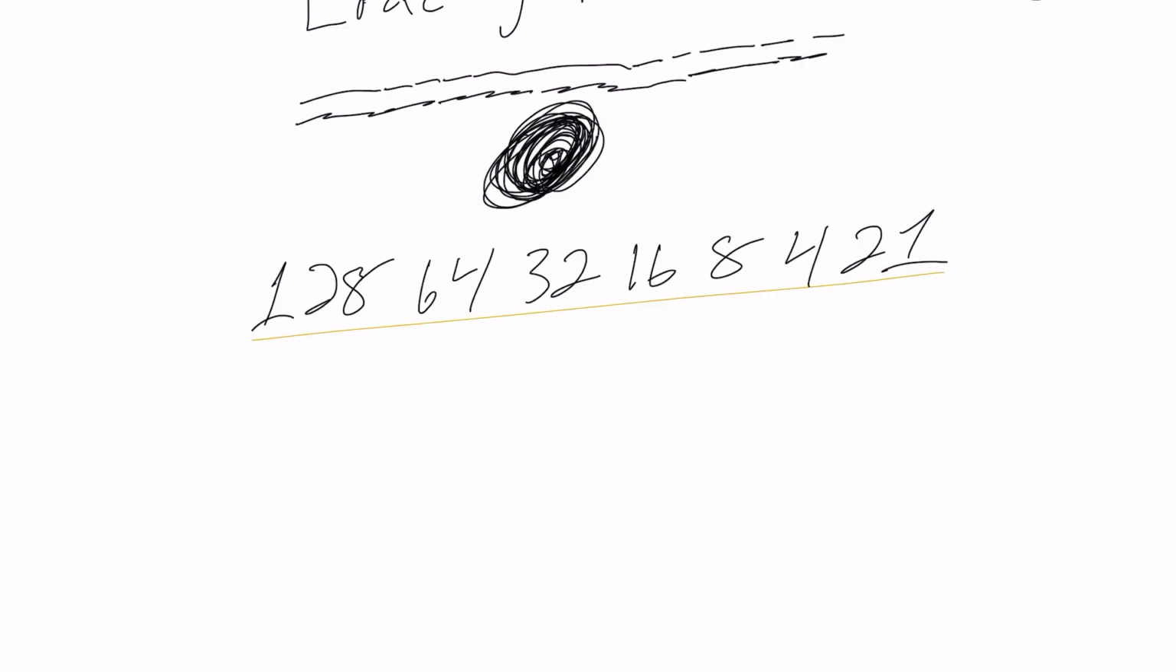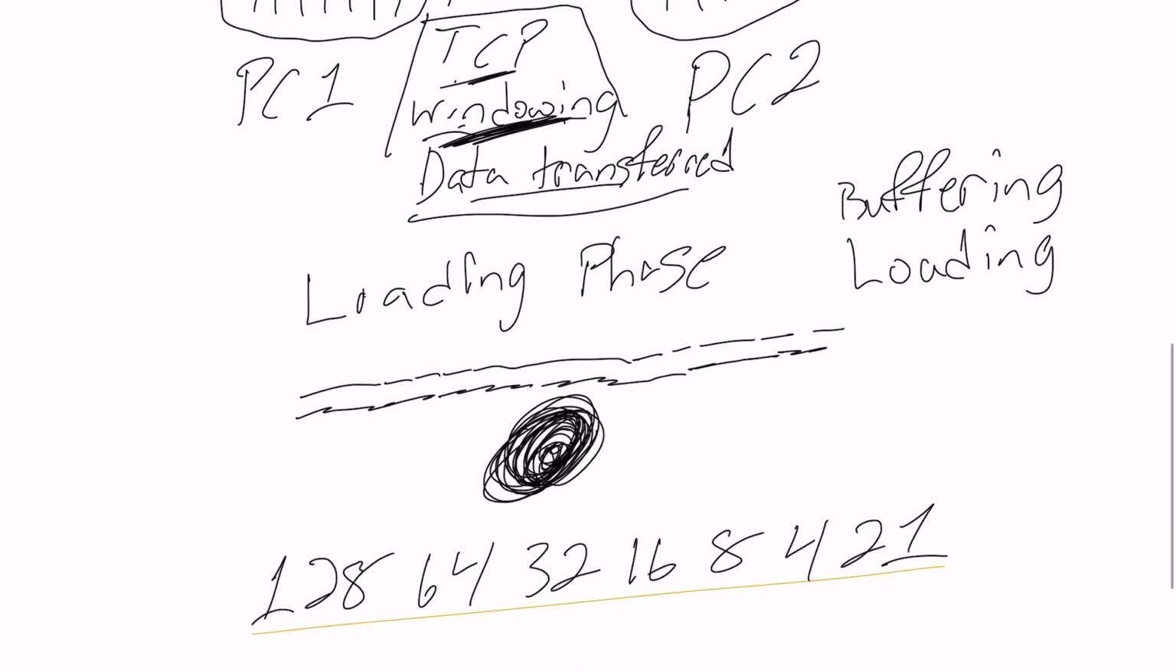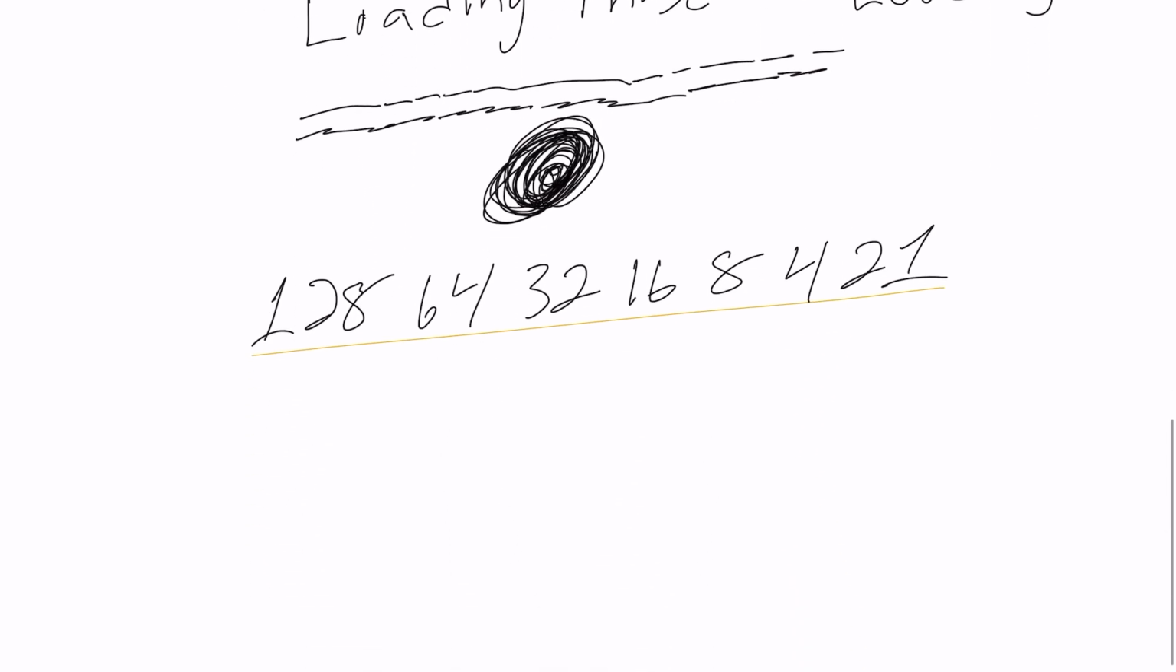So yeah, you have that 128, 64, 32, 16, 8, 4, 2, 1, right? And this is another discussion, but I'm just going a little deeper to give you an actual breakdown of the windowing phase for TCP.